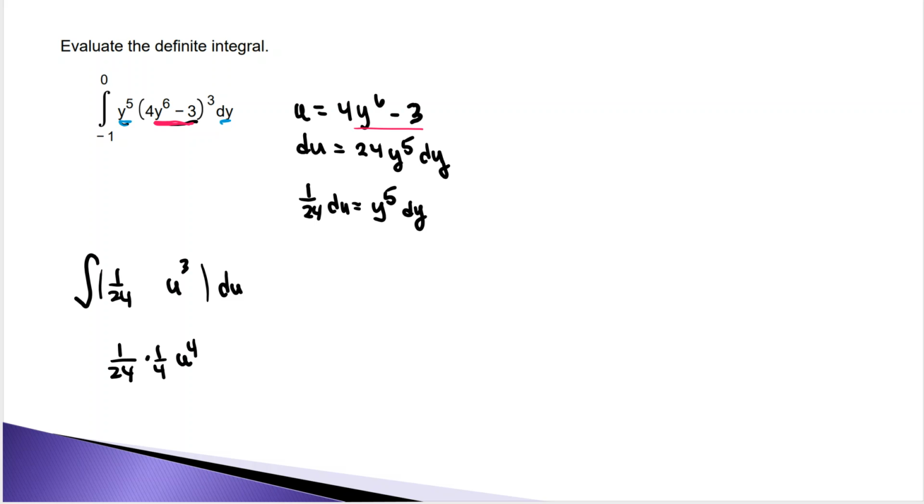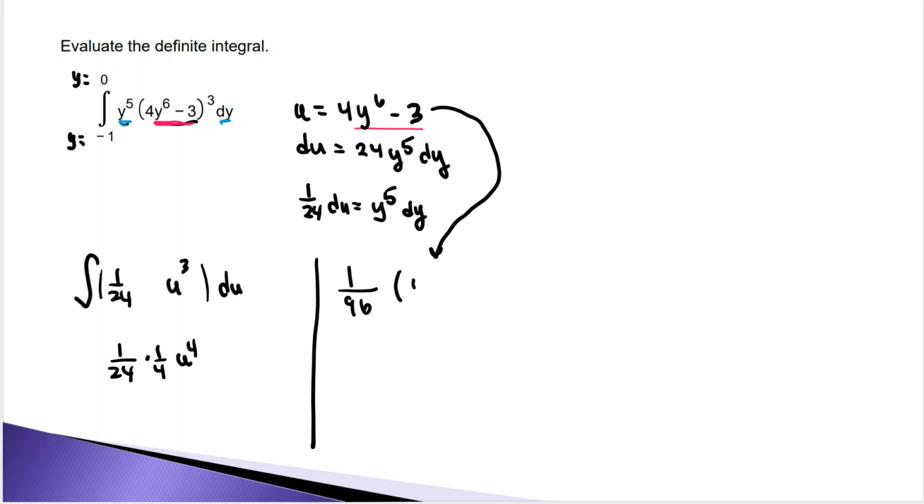Now, I can't plug the 0 and the minus 1 into this because the 0 and the minus 1 are y values. So in my integral up at the top, this really is y equals minus 1 to y equals 0. But my integral that I just calculated has a u in it, not a y. So I've got to convert this back into y's to evaluate this. So let's see, 1 over 24 times 1/4 is 1 over 96. And then my u, I'm going to use the same thing I used to substitute. I'm just going to substitute back.